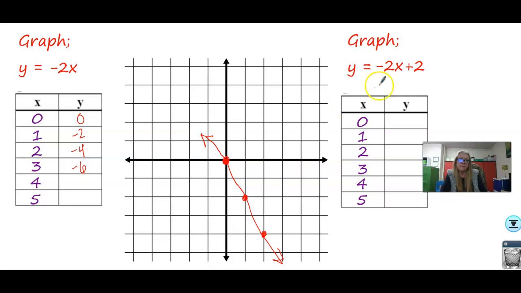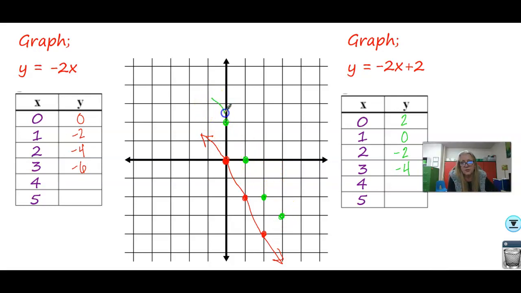And so we would have this line, oh boy, here we go, this really bad line, okay? So now let's go over here to this one. We're going to multiply x with negative 2, but then we're going to add 2 to it. So negative 2 times 0 is 0, plus 2 is 2. Negative 2 times 1 is negative 2, plus 2 is 0. Negative 2 times 2 is negative 4, plus 2 is negative 2. 3 times negative 2 is negative 6, plus 2 is negative 4. I think we'll quit there. Let's graph this one. 0, 2 is right here. 1, 0 is right here, 2, negative 2 is right here, and 3, negative 4 is right here.